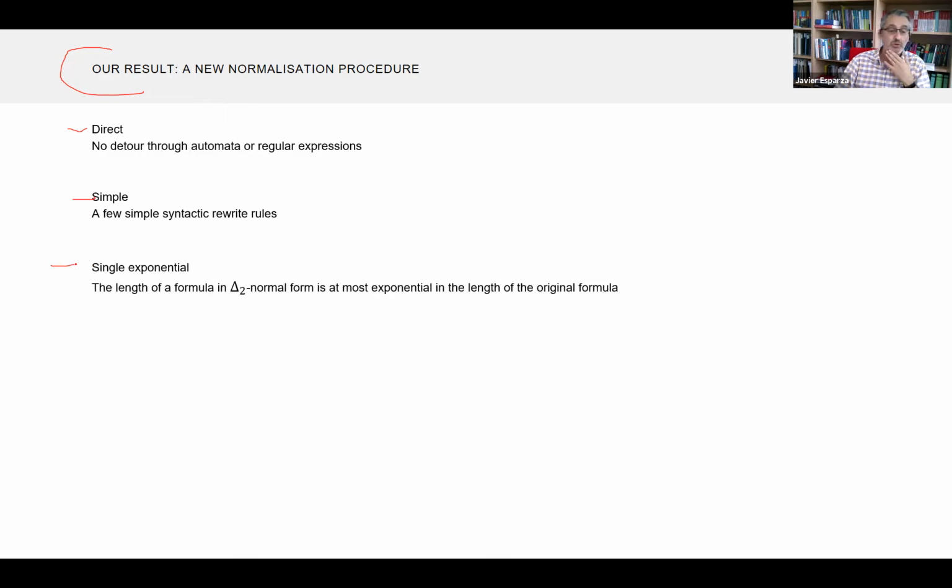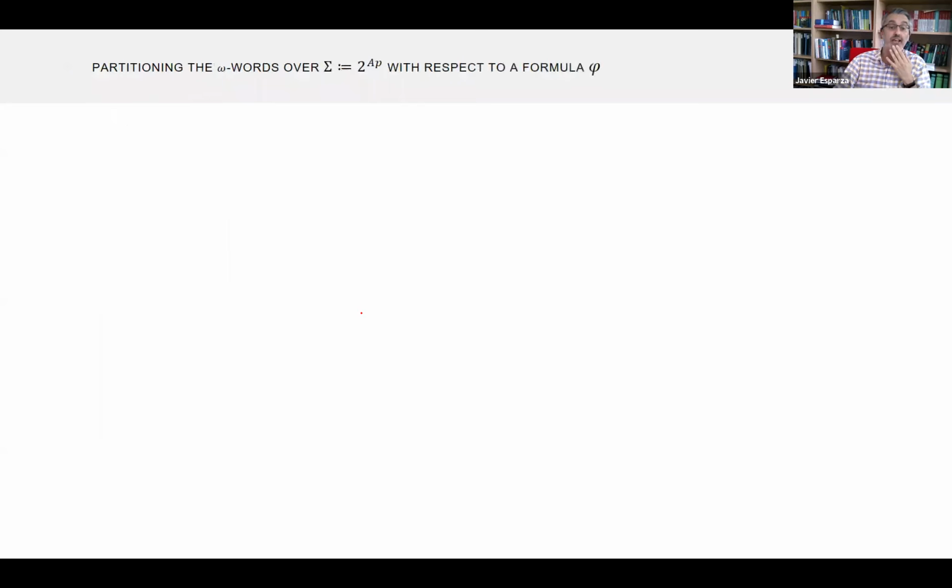And in fact, as we will see later, maybe I should mention it before I forget, because sometimes I forget to mention this: this is only an upper bound. We think that it is going to be the lower bound as well, but even there we don't have a proof. This could still be polynomial. So the length of a formula in Delta 2 normal form, with at most one alternation, is at most exponential in the length of the original formula. Good. So the rest of the talk is about telling you how this normalization procedure looks.